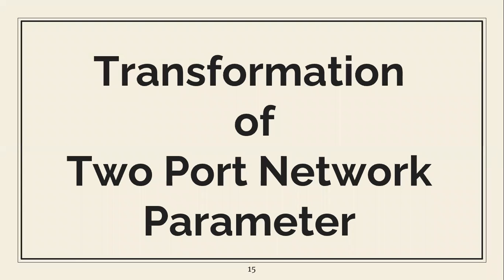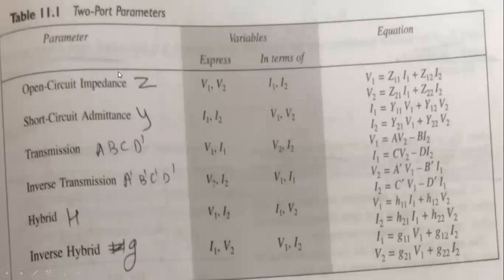Now go for the transformation. In the transformation, we are just transferring from the Z to all other parameters, Y to all other parameters, ABCD to all, and likewise. So how can we simplify? First of all, we remember how we can write the equation.